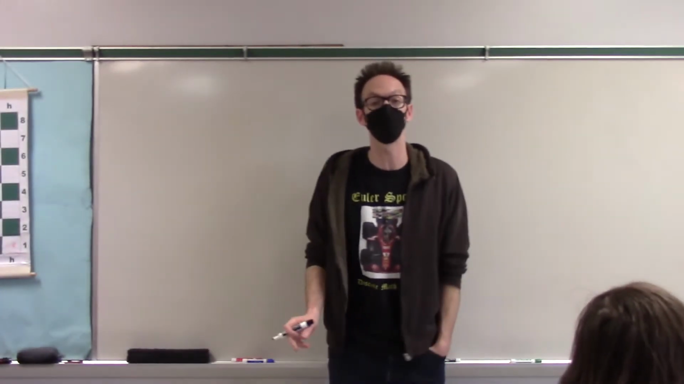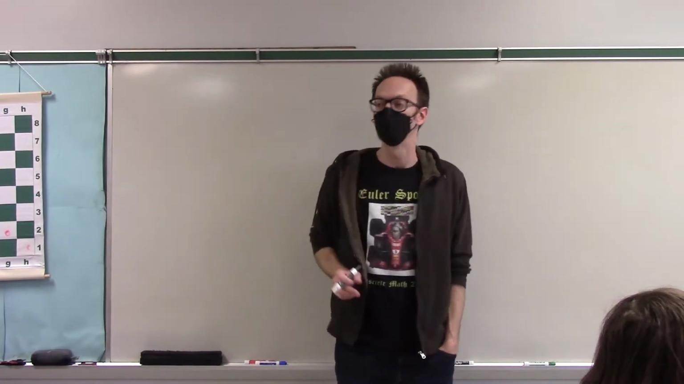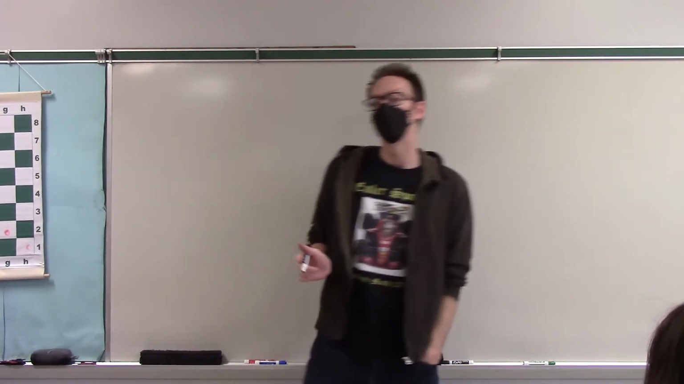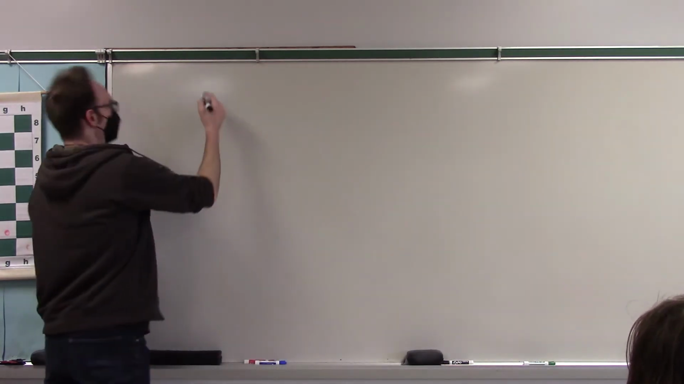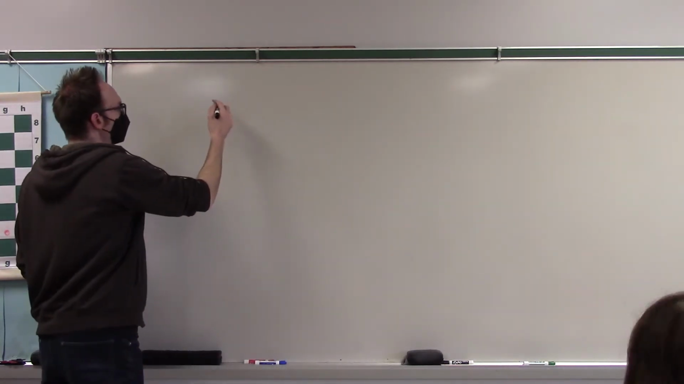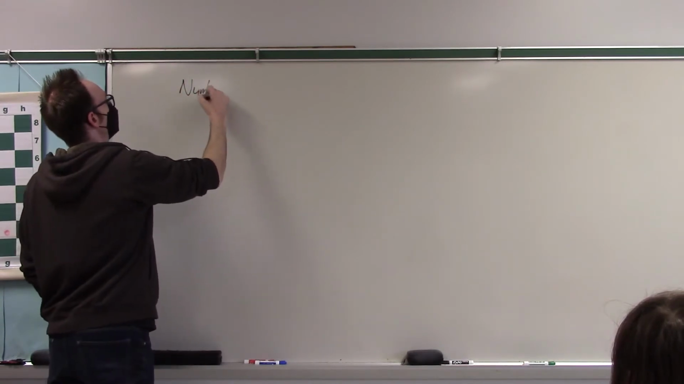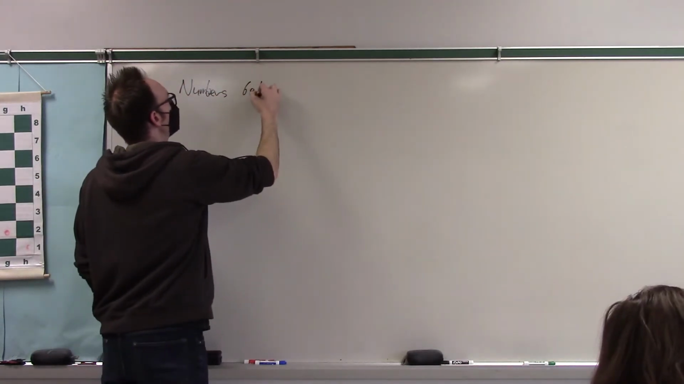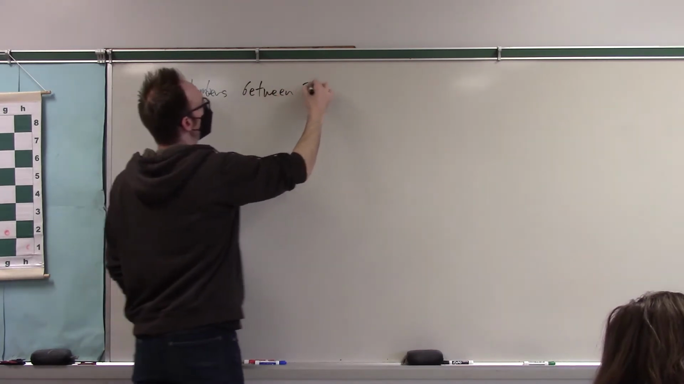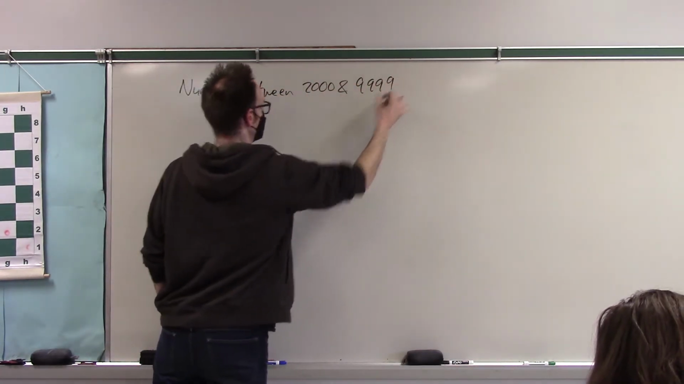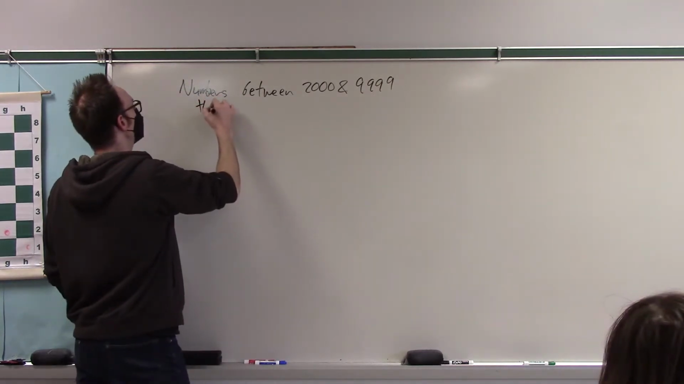This fundamental counting principle can then be used to solve all kinds of very basic, simple problems. Ready? Say yes. Yes. All right. Suppose I want to know how many numbers are there between 2,000 and 9999 that are divisible by 5.